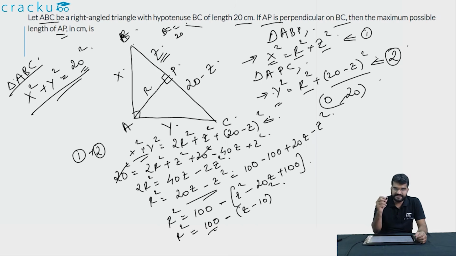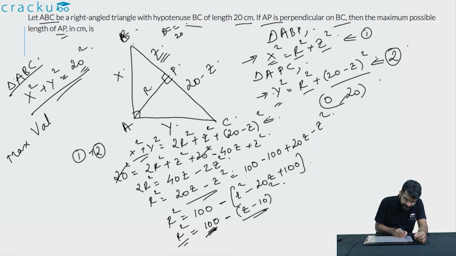So we know that r square is equal to 100 minus a perfect square. The value of a perfect square will be at least equal to 0. So the maximum value of r square will be 100, which will happen when z is equal to 10. So the maximum value of r is equal to square root of 100, which is equal to 10.